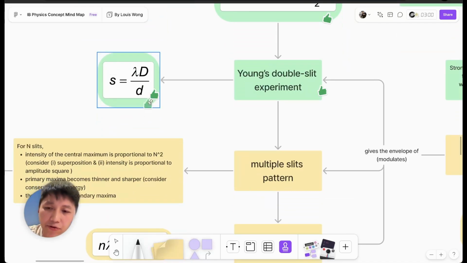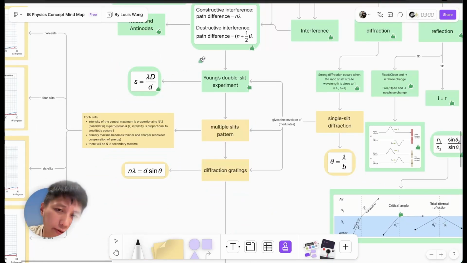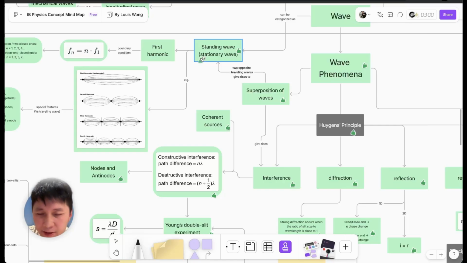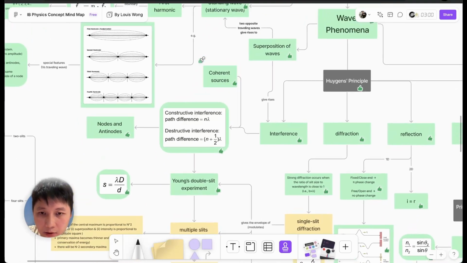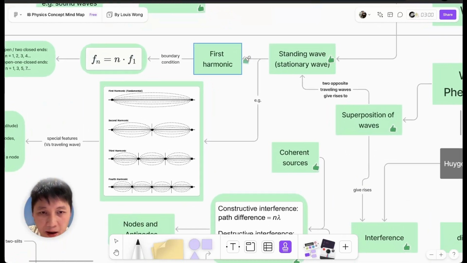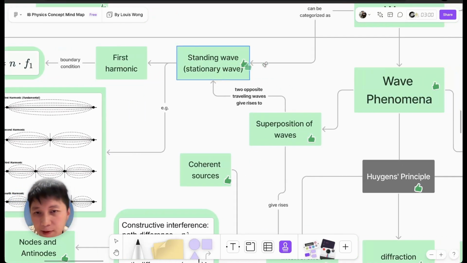So that's the equation you need. As for the quantity, I guess we'll have another video on the whole data booklet, so I'm not going to describe it in great detail. Now going back, and staying within the SL area, we have to go back and talk about standing waves.